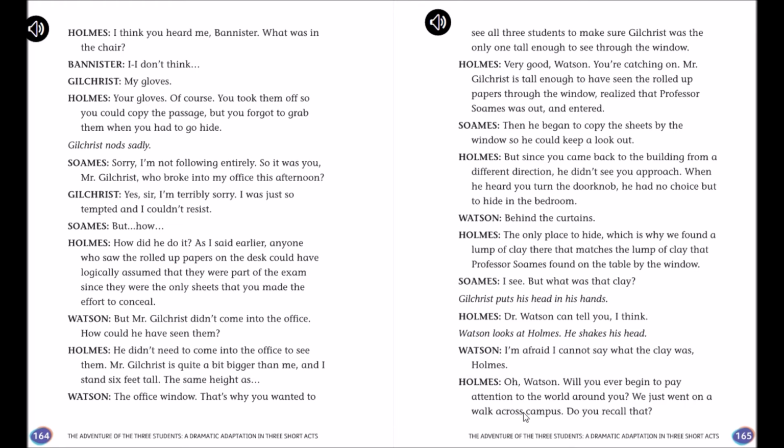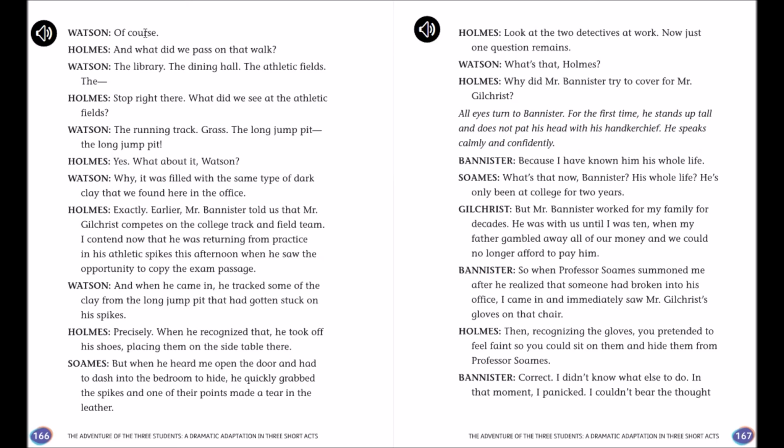Holmes: We just went on a walk around campus. Do you recall that? Watson: Of course. Holmes: And what did we pass on that walk? Watson: The library, the dining hall, the athletic fields, the... Holmes: Stop right there. What did we see at the athletic fields?